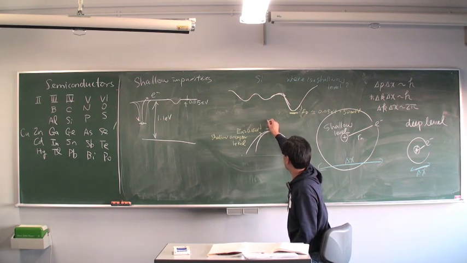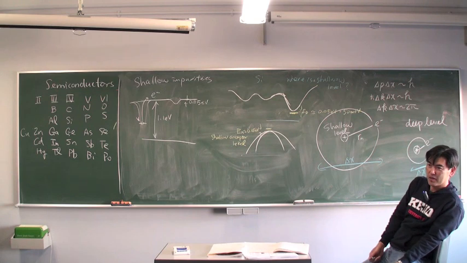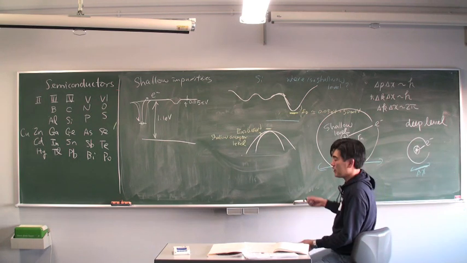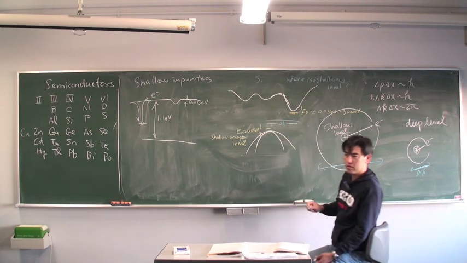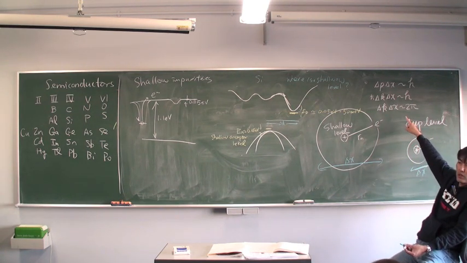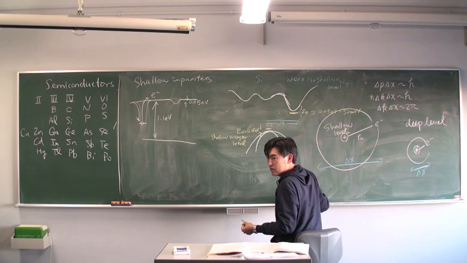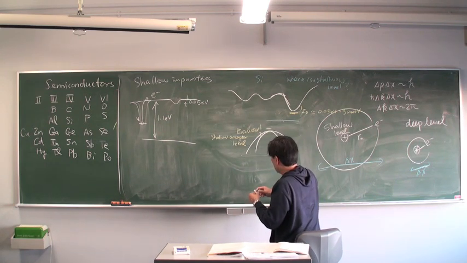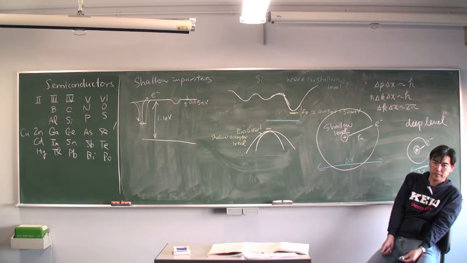This means the deep level can be extended much larger in k. It's deep, and therefore there's a bigger uncertainty in delta k. Delta x is small, so because of this relation, delta k becomes large for the deep level. Okay, so this is the deep level, we draw this large. Make sense?